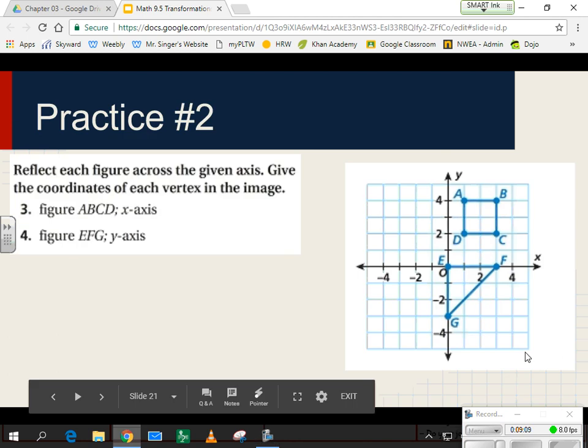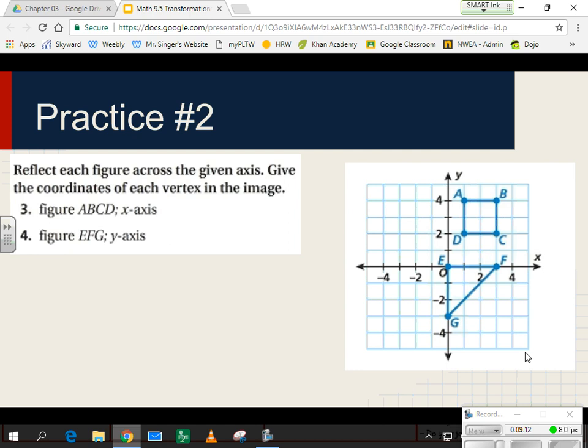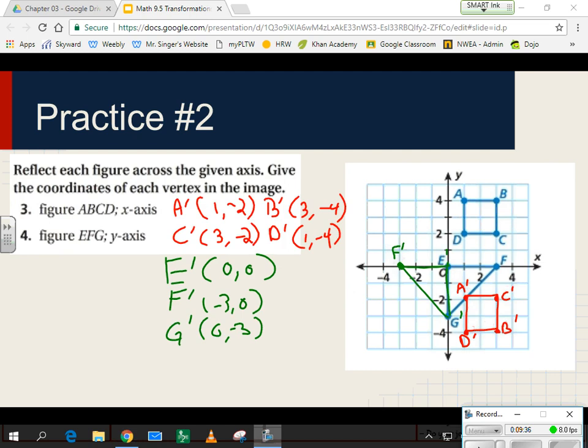Okay, there's 2 of them here. I want you to try to reflect about the axis that is given. So number 3, you're going to take ABCD, that same square we looked at before, and you're going to move it across the x-axis. So it's going to go from quadrant 1 to quadrant 4. And EFG is going to go across the y-axis, another one where 2 of the dots are going to not move, only one has to flip. Good luck. So here are the answers you should have got. I even redrew them so you can see what they look like. Hopefully yours match. We'll give you a little bit of time here to look at them before we move on.